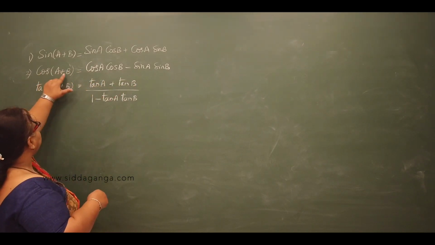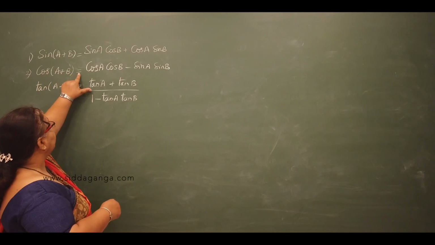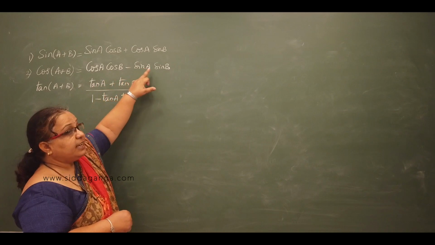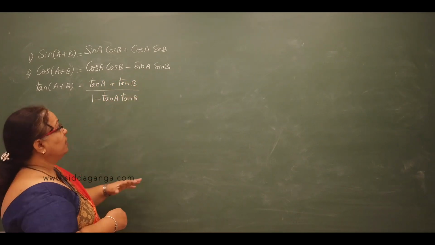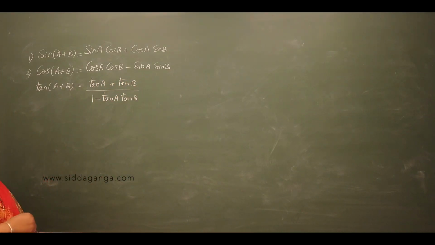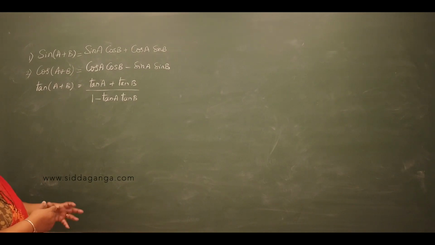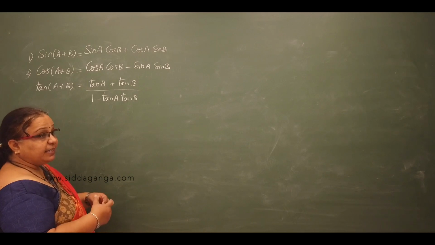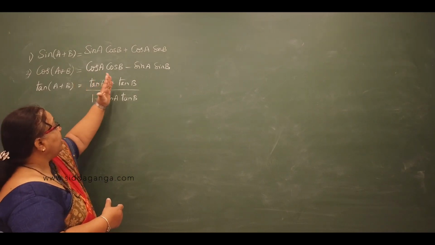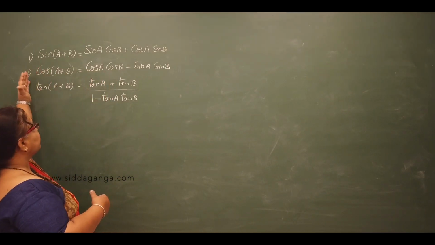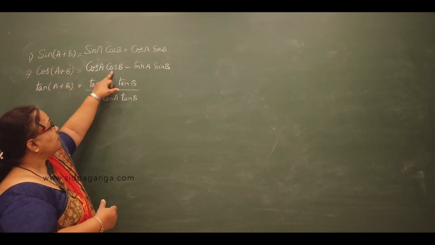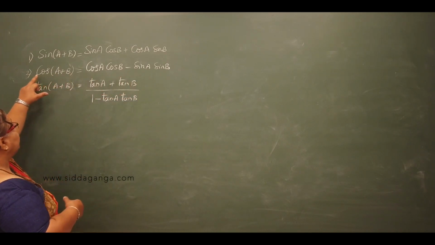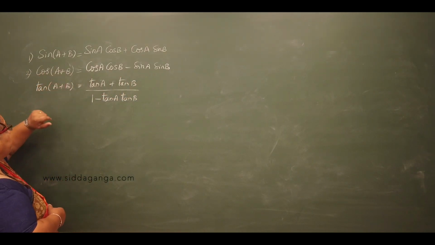Cos of A plus B is equal to cos A cos B minus sin A sin B. Many times, while simplifying problems, we use it from RHS to LHS. So cos A cos B minus sin A sin B is equal to cos of A plus B.